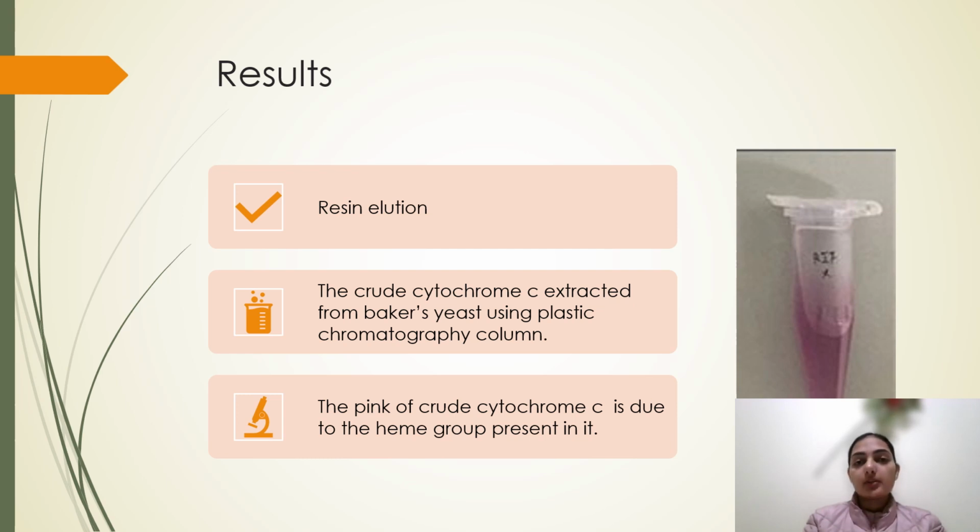Talking about the results, starting with resin elution. The picture is showing the crude cytochrome C which is extracted from baker's yeast using a plastic chromatography column. The pink color of the cytochrome C is due to the presence of the heme group, which occurs due to the action of the elution buffer, that is NaCl and sodium phosphate. It initially helps to remove unbound protein before releasing the protein of interest.